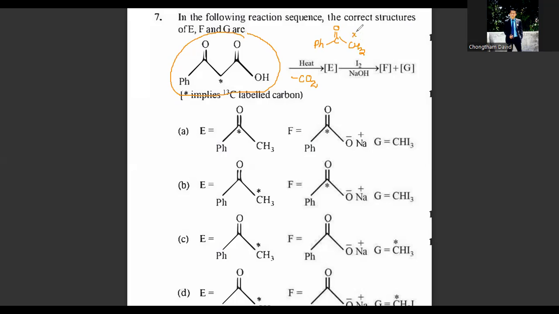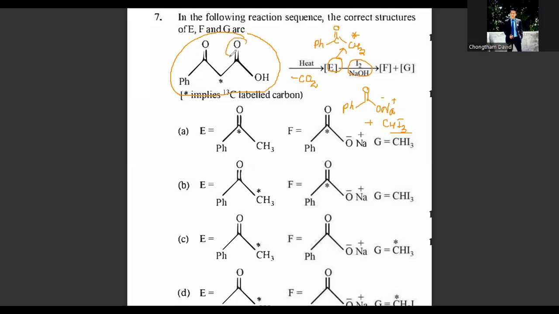This will become isotopic carbon. And when you further react this, which is already your E, with iodine in sodium hydroxide, it will change to two products. Let me first write the product F: phenyl carbon double bond oxygen, and this is a salt, along with iodoform, CHI3.